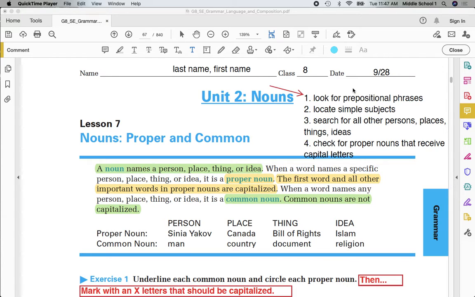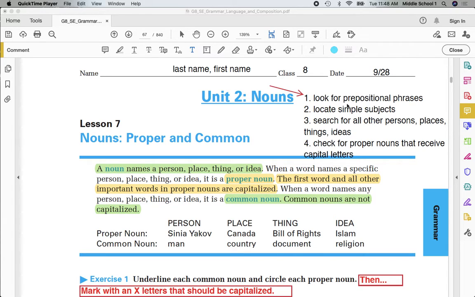Number 2, locate simple subjects. We just spent a week identifying subjects and predicates in sentences. And so these subjects that we've identified are going to be nouns. Thirdly, search for all other persons, places, things, and ideas.